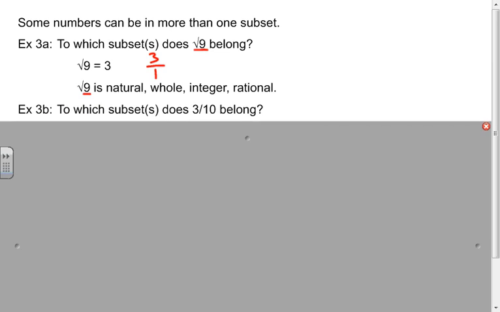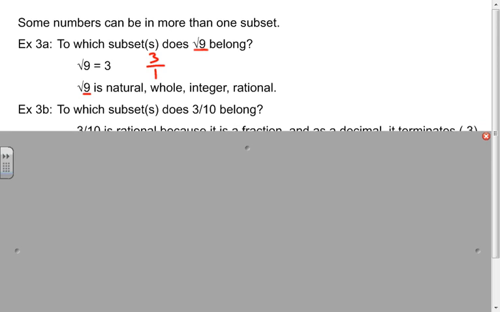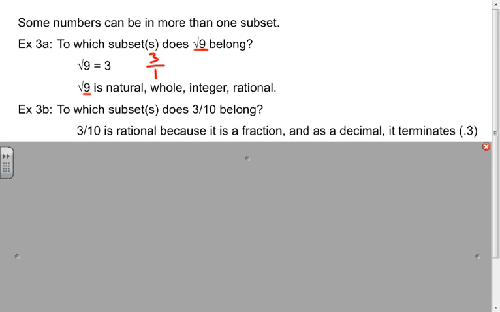Another example. To which subset or subsets does 3/10 belong? 3/10 is rational because it's a fraction, and because as a decimal it terminates, 0.3 if I turn it into a decimal. So it's only in one subset, the rational subset. It's not a natural number, it's not a whole number, it's not an integer.